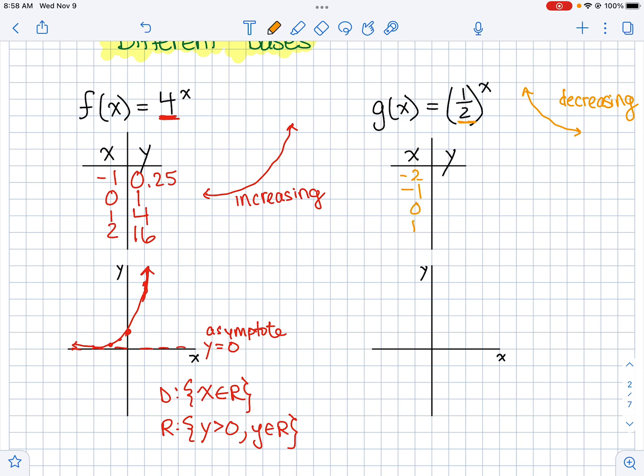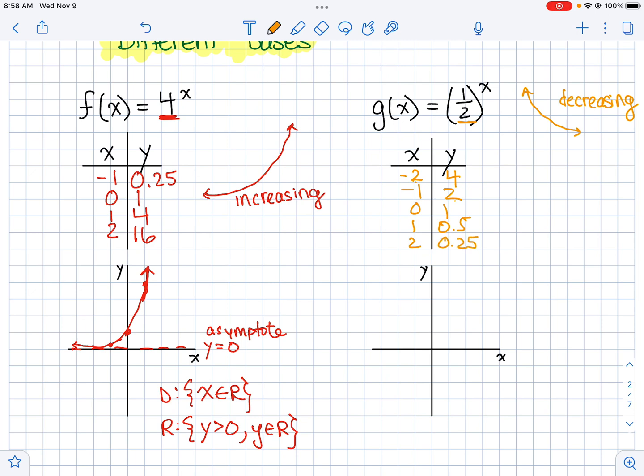side. All right, so if I've got -2 for x, I know that's going to equal 4. -1, a half to the power of -1 is the same thing as 2 to the power of 1, so 2. Anything to the power of 0 is 1. A half to the power of 1 is just a half. And a half to the power of 2 is just a quarter.